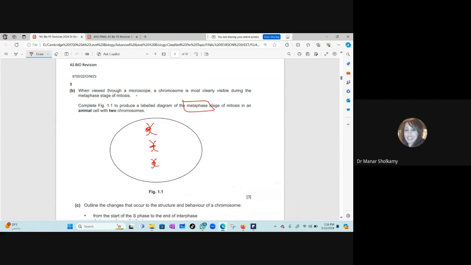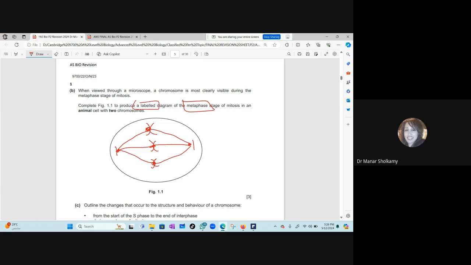Coming from where? The centriole or centrosome, yeah, same thing. And the spindle fibers are connected to the centromere. Yes. So you will draw something like this, but don't forget to label.